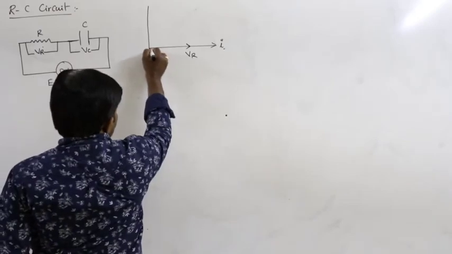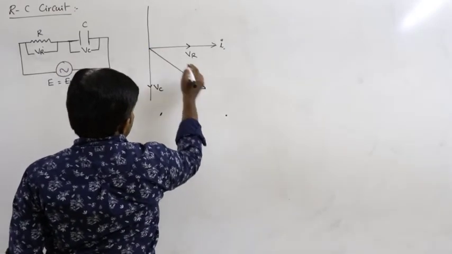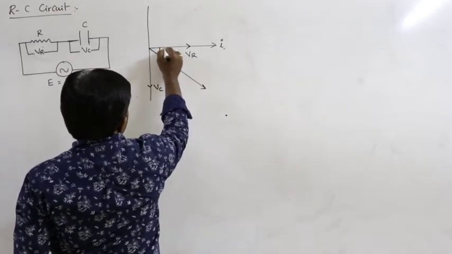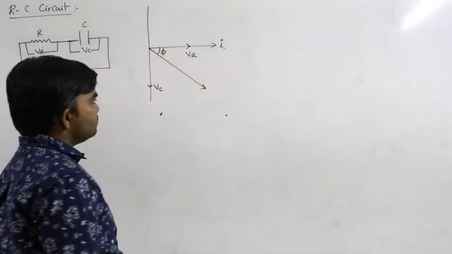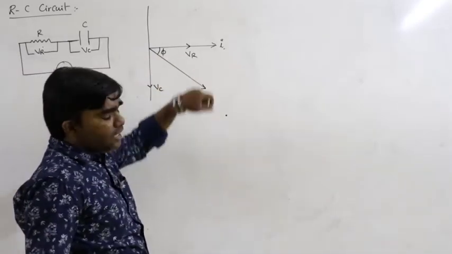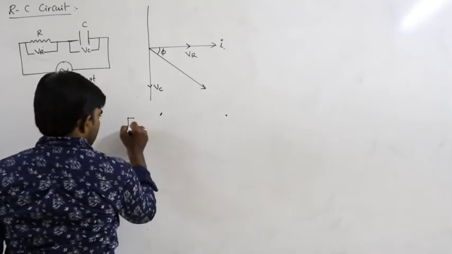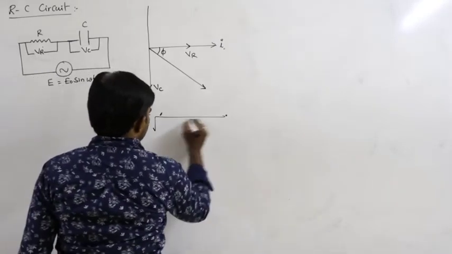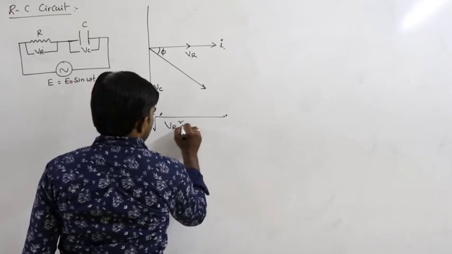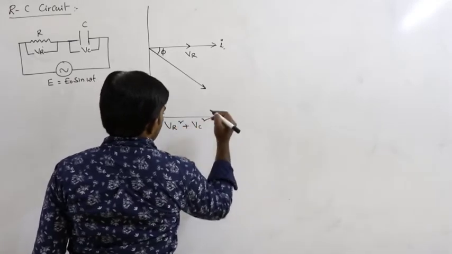What is the net EMF? So this is the net EMF. It makes an angle phi here. What is the angle between VC and VR? 90 degrees. So net EMF, E net, can be written as square root of VR square plus VC square.